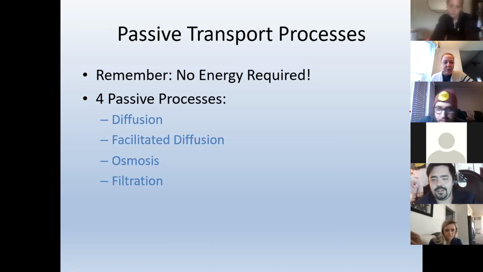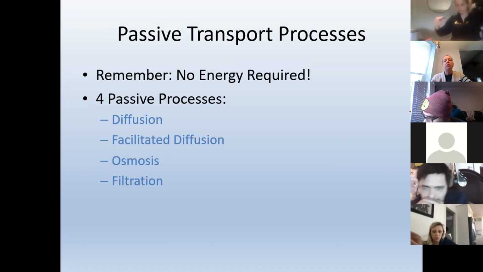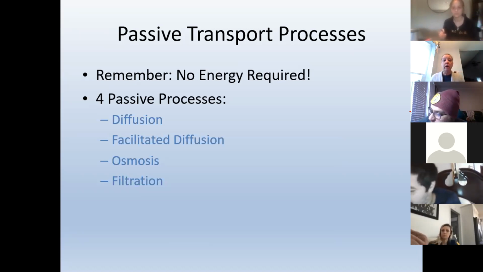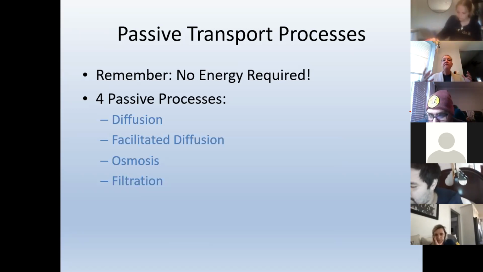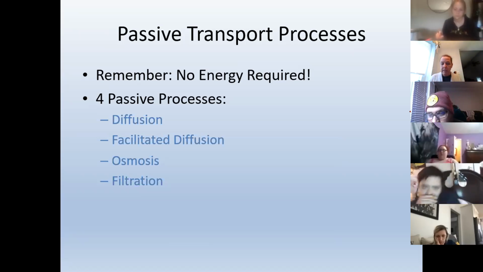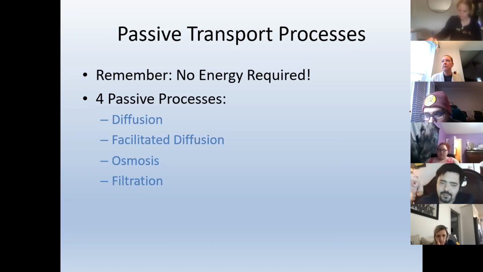All right, passive transport. Let's talk about it. No energy required. We've got 4 ways of movement without using energy. These 4 ways, and we're going to go through each one of these separately. We have diffusion. We have something called facilitated diffusion, which is simply where we have a helper. Osmosis, which is the movement of fluid. And filtration, where I'm basically like a coffee maker. I'm filtering through, and I'm using pressure. So these are the 4 passive transport, no energy required.